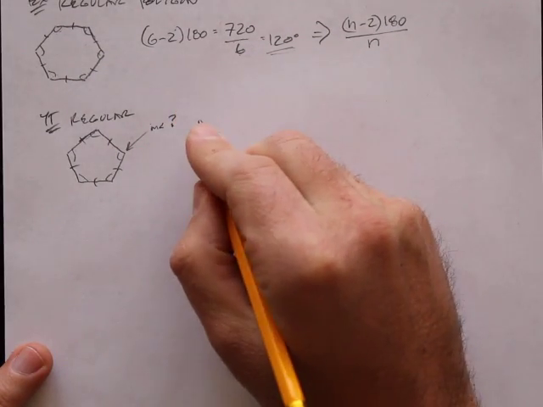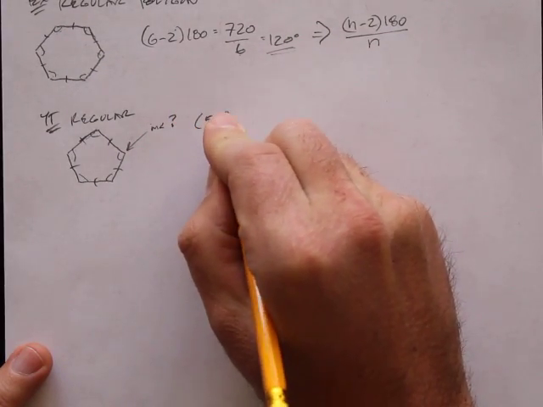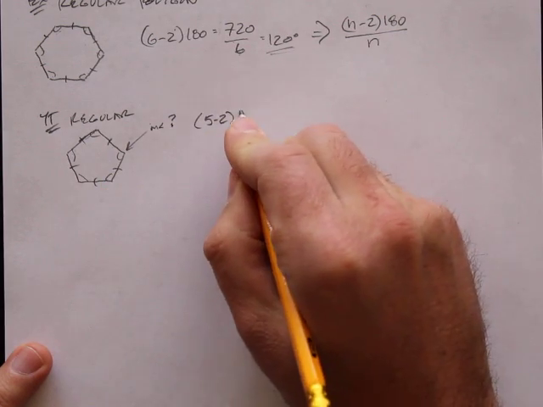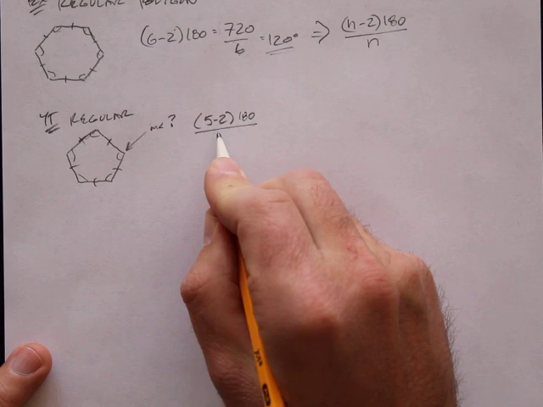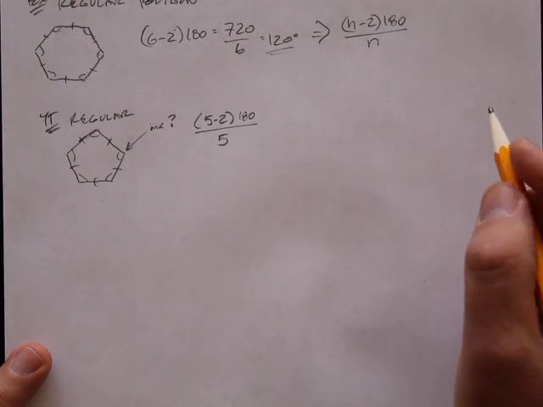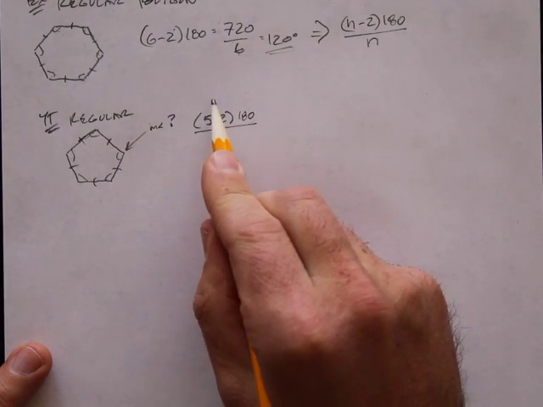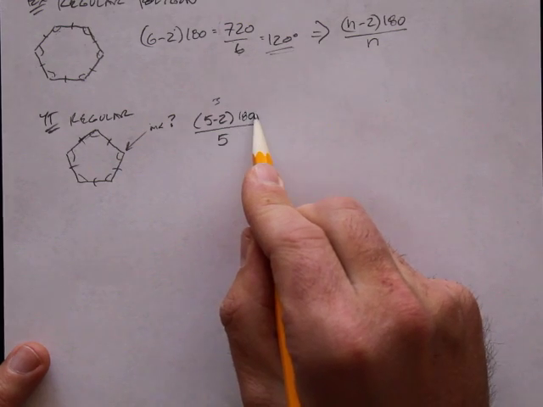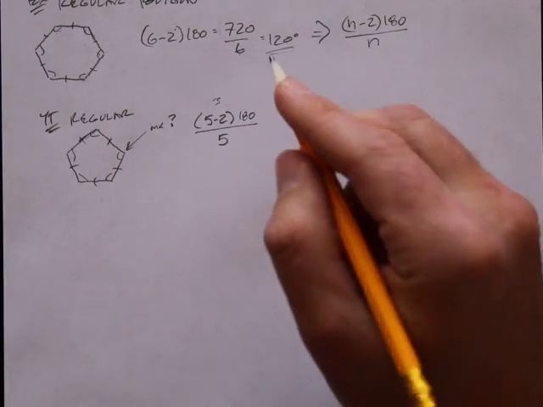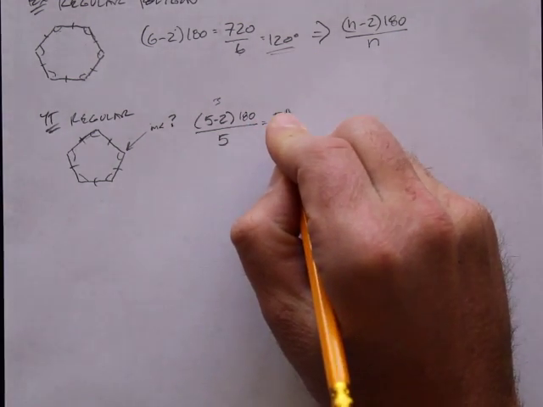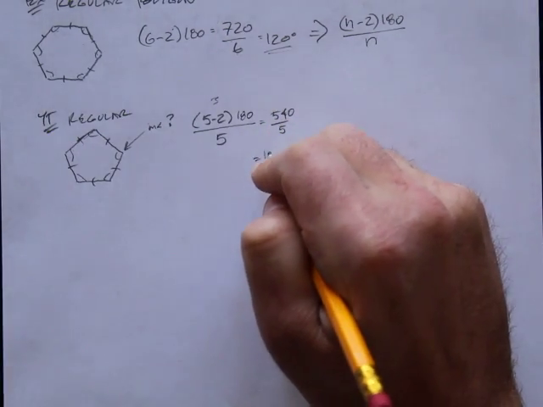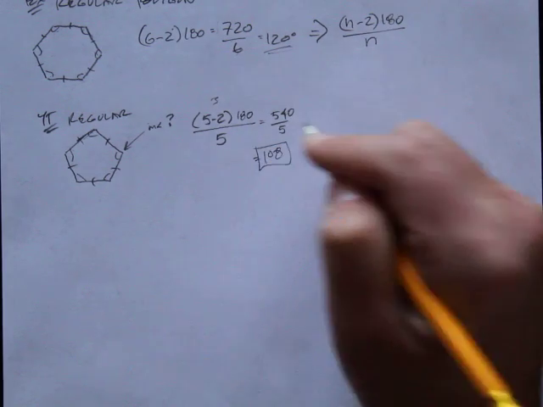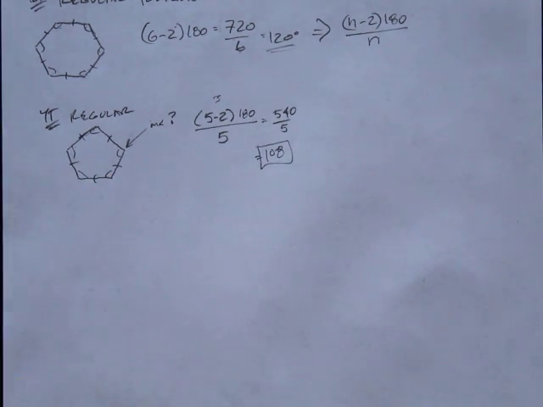So if I have 5 minus 2 times 180, and I divide this whole thing by how many angles there are, then I should get my answer here. So 5 minus 2 is 3. 3 times 180 is 540. 540 divided by 5 is 108. So each of these angles is 108 degrees.